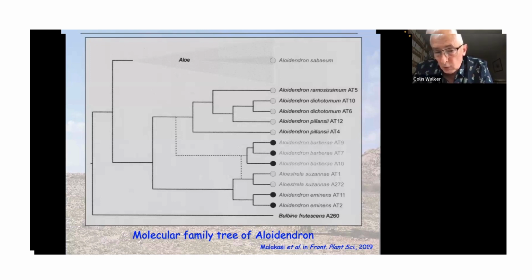The relationships between all of these are still slightly controversial, hence the dotted line, but the evidence from Malakazi et al. in 2019 is that Aloestrella is actually a tree aloe, but that is still work in progress. The name change has yet to be published. For the current talk, I'm not going to consider Aloestrella susanae because currently it is not formally a tree aloe, but the molecular evidence does indicate that it is actually one of them.